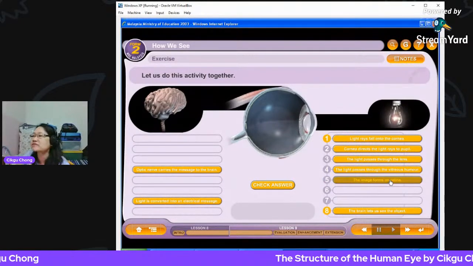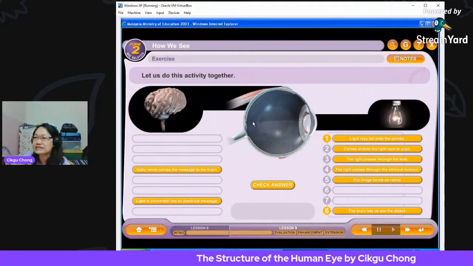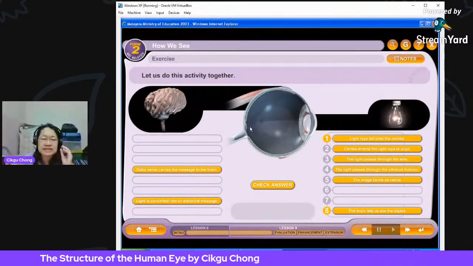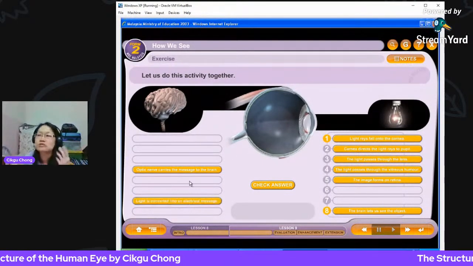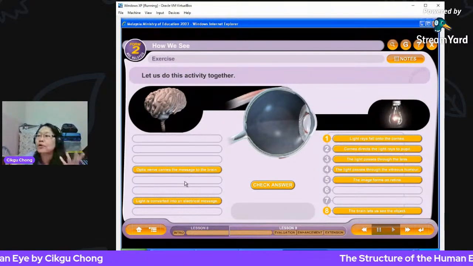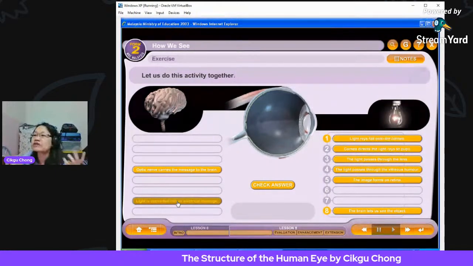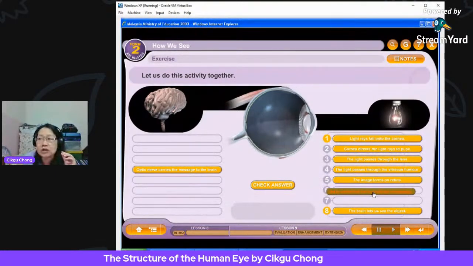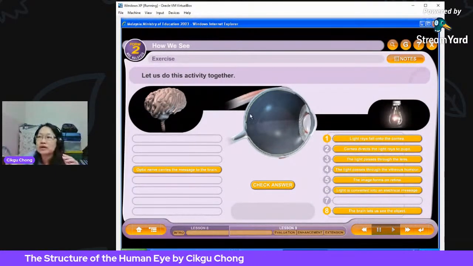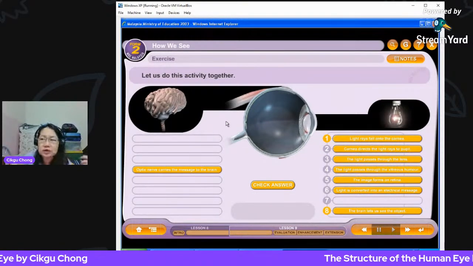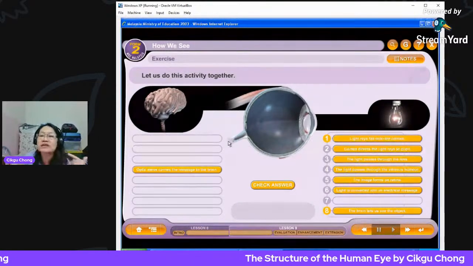Then when it falls on the retina, the special cells, the retina cells, will be triggered or stimulated. It will do something. It actually produces the impulse. Okay. So light is converted into a message, and the message is actually called the impulse. Then the impulse will be sent to the brain. How to send to the brain? You need the optic nerve.